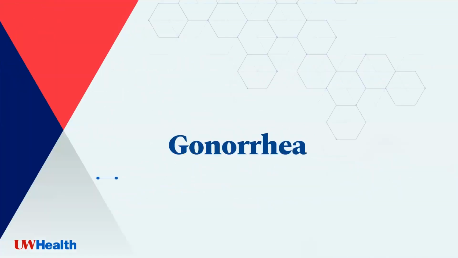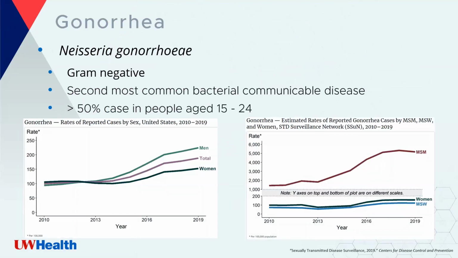Next, we'll move over to gonorrhea. So Neisseria gonorrhoeae is a gram-negative bacteria. That's the second most common bacterial communicable disease in the US. In the US, it's estimated that 1.5 million new cases of gonorrhea infections occur each year. And rates of gonorrhea have increased about 92% since historic lows in 2009.